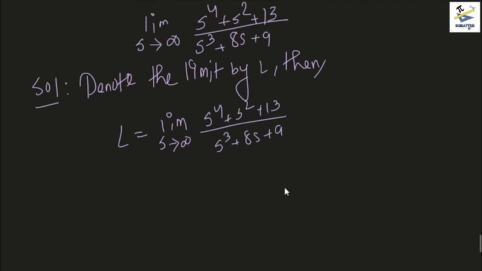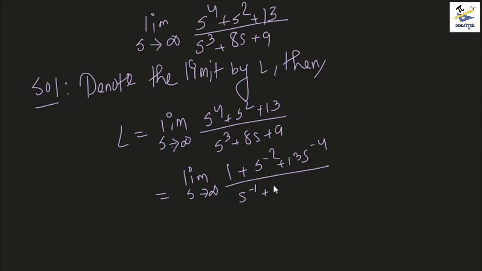Right, so when we have two polynomials dividing each other and the limit of the variable goes to infinity, we try to reduce the power of the highest variable. So we divide up and down by s to the power 4, because otherwise if a single power of s remains in the numerator, that would itself go to infinity, so the answer would be infinity then. So you divide by s to the power 4 to get 1 plus s to the power minus 2 plus 13 s to the power minus 4, and here you get s to the power minus 1 plus 8s to the power minus 3 plus 9s to the power minus 4.